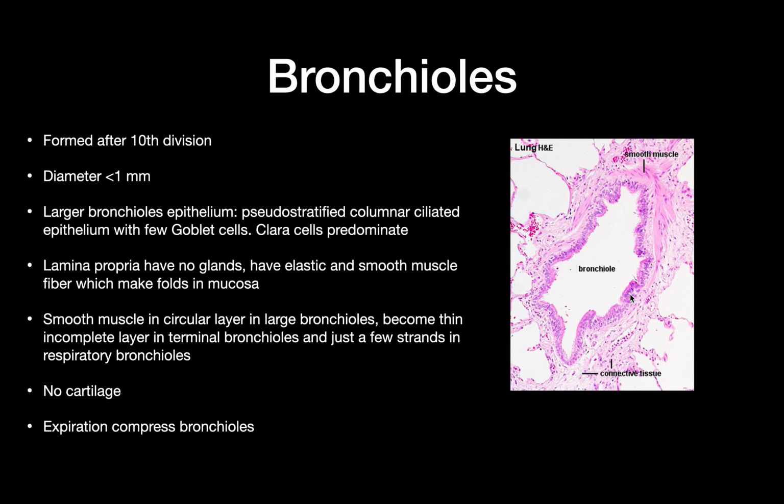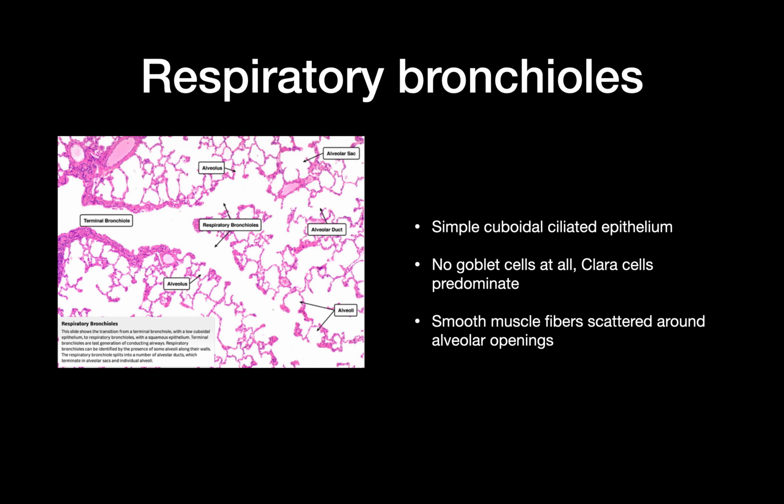Here's the folds. It's going to be the smooth muscle surrounding it, and eventually it decreases to just a few strands in the respiratory bronchioles. And when you breathe, expiration will compress the bronchioles and inhalation will expand. All right, further in. So here's your alveolus, which is the smallest unit. Here's the sac. You can barely tell, this is the duct. So you can see duct. And then the respiratory bronchioles, and here's the terminal bronchioles, the bigger one.